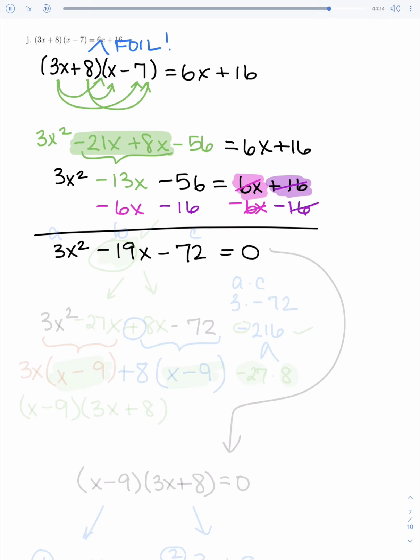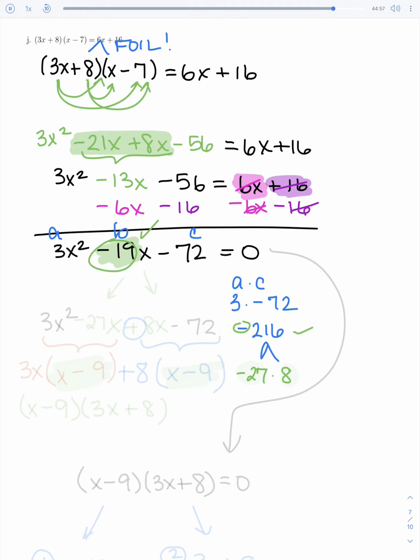Now in order to factor this one, again, we've got three terms with nothing in common. We're looking at the AC method. So A, B, and C. A times C is 3 times negative 72, which is negative 216. We're looking for two factors of negative 216 that add up to negative 19 here in the middle. The two numbers that will do this are negative 27 and positive 8. They add up to negative 19, but they also multiply together to give you negative 216.